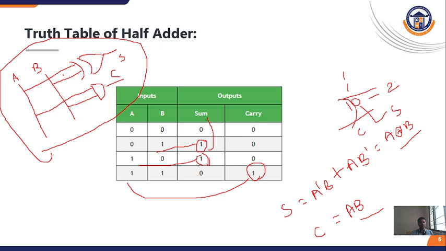If you design or implement this digital circuit on a digital trainer kit, it will work like this truth table. Likewise, if it is a full adder, there will be three inputs, with one more input added. If we get a carry, that carry will be added with the input.